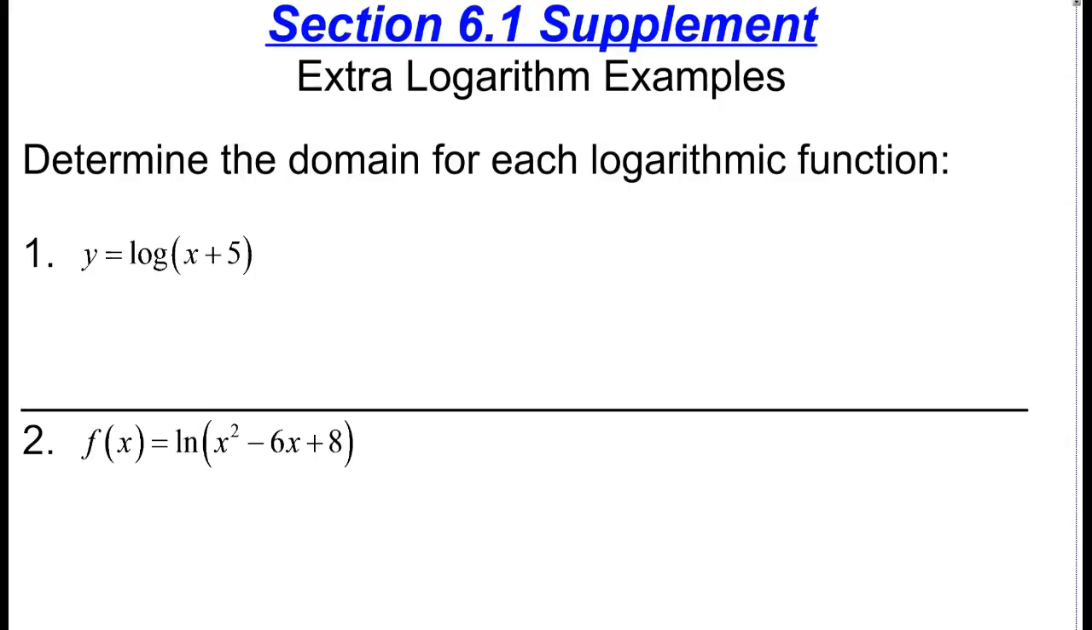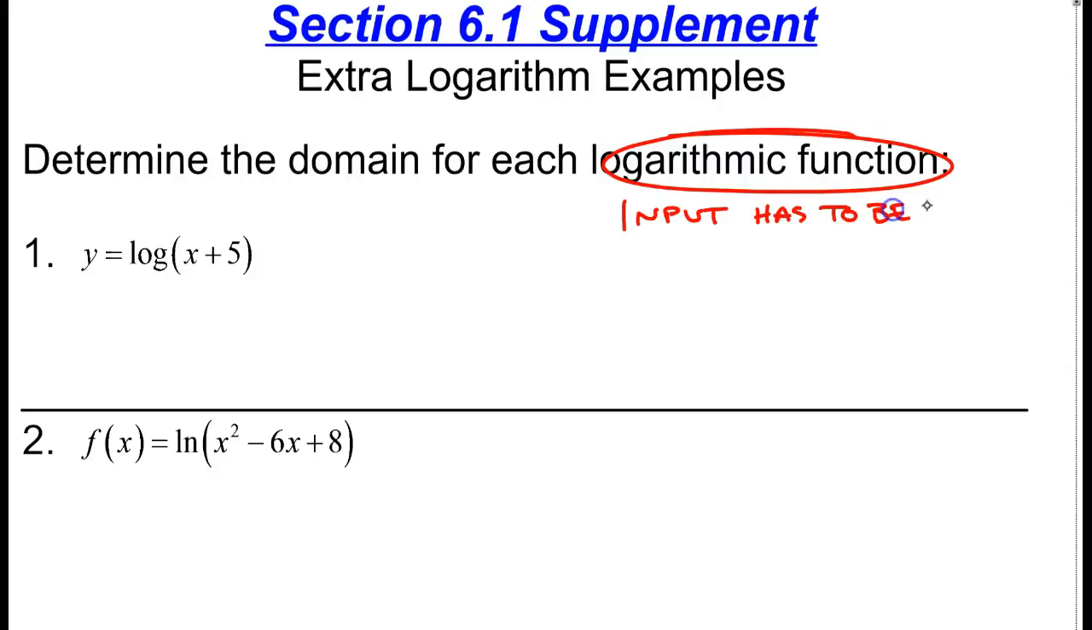All right, so determine the domain for each logarithmic function. Key thing to remember is the input to a logarithmic function has to be positive, which means that the input has to be greater than 0. So I'm going to take x plus 5 and set up an inequality. x plus 5 has to be greater than 0. That tells me x is greater than negative 5.